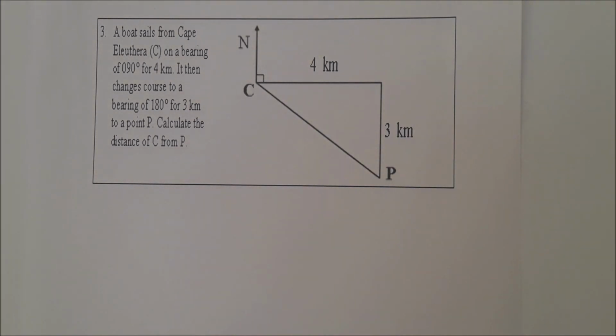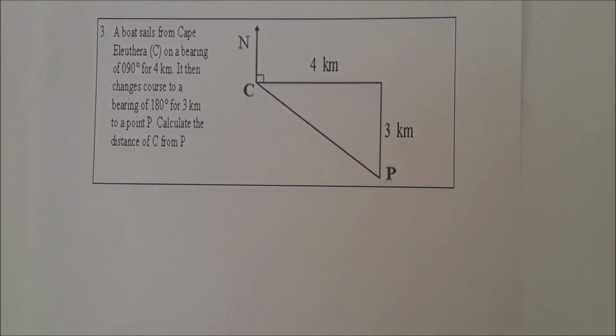A boat sails from Cape Eleuthera on a bearing of 90 degrees for 4 kilometers. It then changes course to a bearing of 180 degrees for 3 kilometers to a point P. Calculate the distance of C from P. So what we are working with is a right angle triangle. Go ahead, Precious, you're going to solve it.